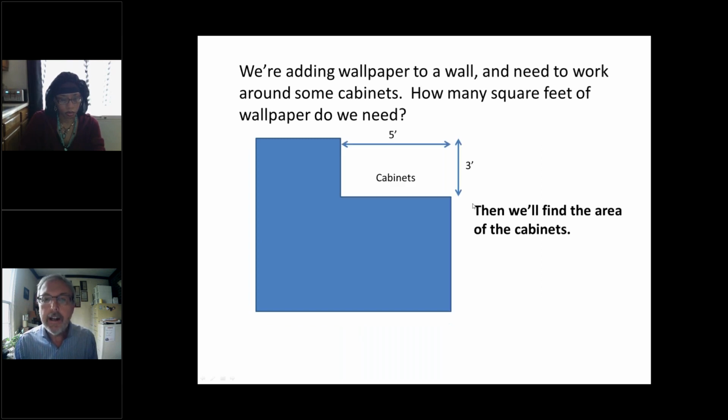Then we can look at just the area of the cabinets. And you're right. This 3 feet here is the same as this distance. And this 5 feet that I'm showing up here is the same as that distance. So we can figure out the area of the cabinets. So what would that be?